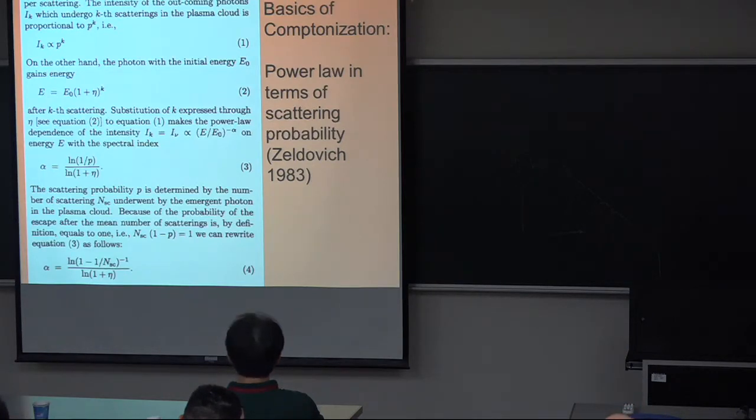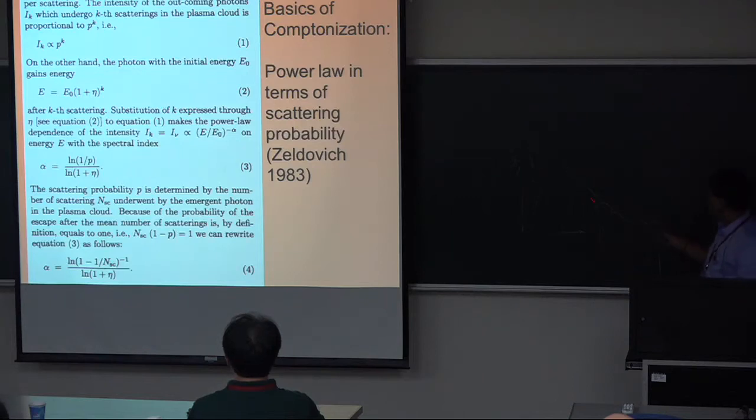the intensity after k scatterings is p to the power k. In other words, every scattering has the same probability p, and therefore it is self-similar. And then the photon's energy goes up by a factor of eta every time it scatters. So after k scatterings, your energy goes up by (1 plus eta) to the power k, and you eliminate k and you get an alpha, which is the power law index of the straight line. So that is the simplest way to understand why quantum scattering produces a power law.